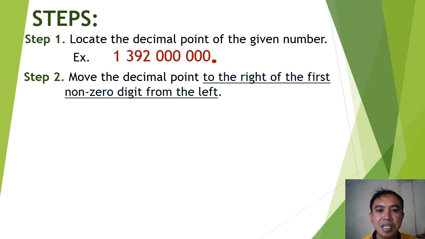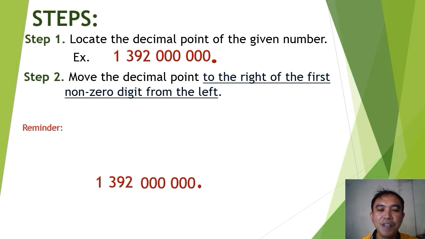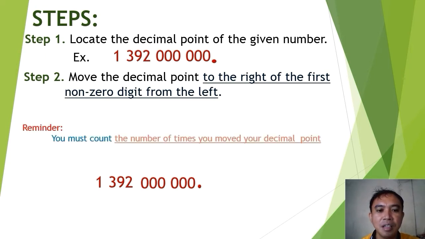Okay, step 2, move the decimal point to the right of the first non-zero digit from the left. Now, this is a bit confusing, so let me explain this very slowly. Our given is 1,392,000,000. So, looking at the left side, the first non-zero digit from the left is 1. So, we will move our decimal point beside 1. Right there.